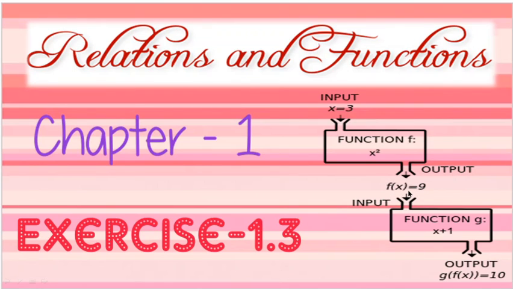Now if this 9 goes into another machine, function g, which is x plus 1, whichever raw material comes here, this function adds 1 to that element. So if 9 goes in, then 10 comes out. Here the input for function machine f was 3, but what was the output? Output was 9. But now for g, the input is this f(x).